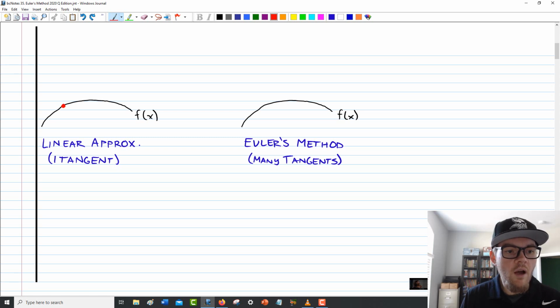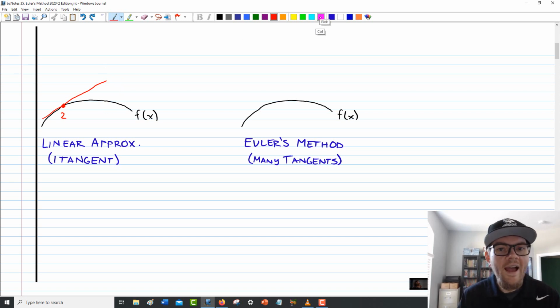So for instance, if I draw a point right there, and I say that's my point, let's say that it's at x equals 2, since that's what we did in our first example here, then what linear approximation says is if you sketch the tangent line to the curve at that point, you can go over to where 3.5 is, and you can create an approximation.